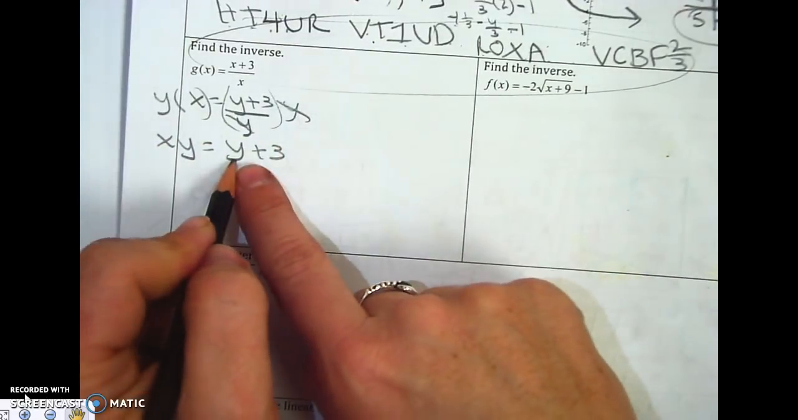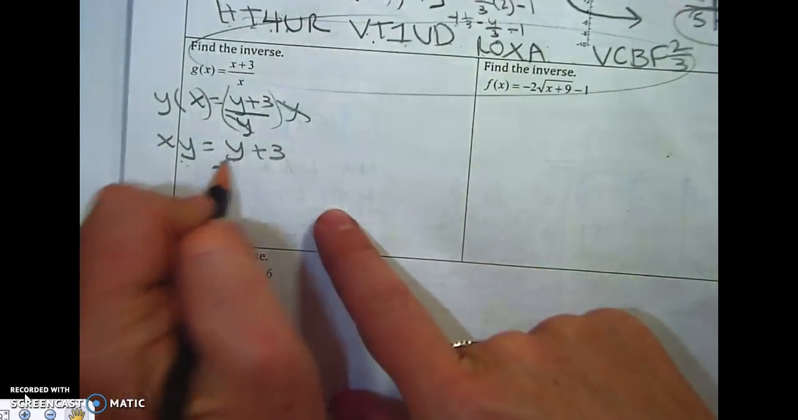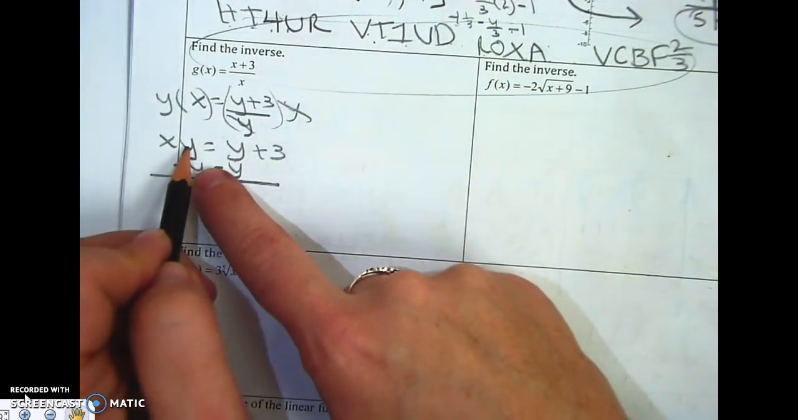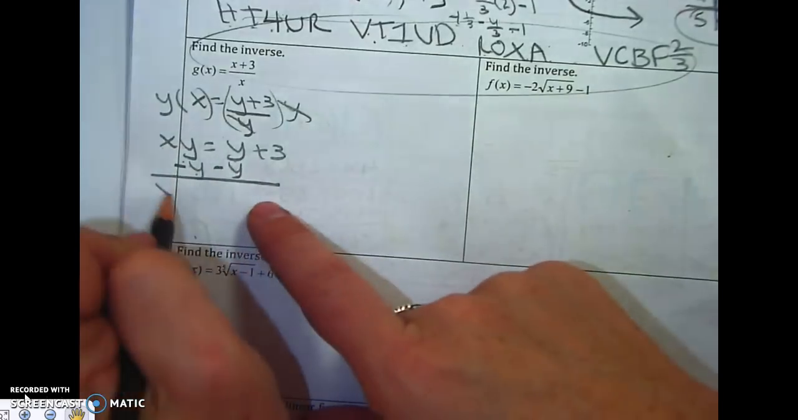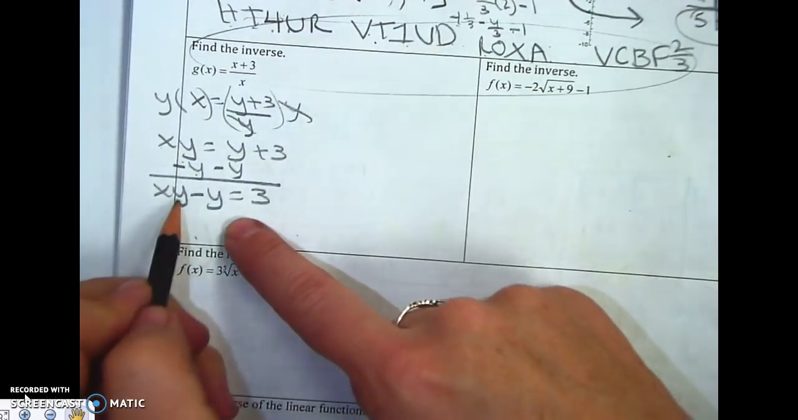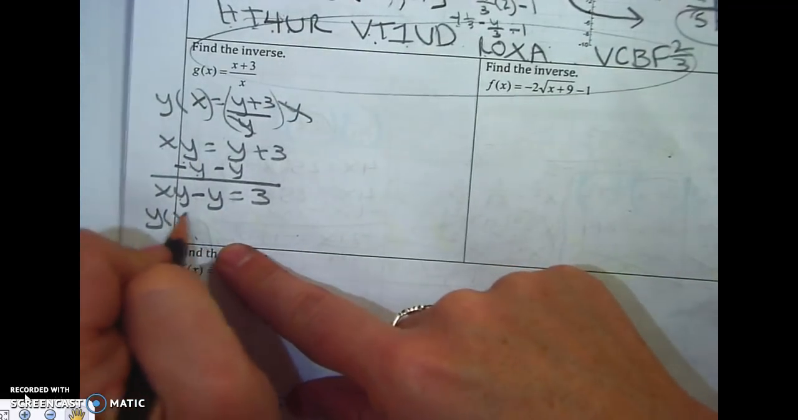Now, since I'm trying to get the y by itself and they're on different sides, if I move this over here, at least they're on the same side. Now, I'm not subtracting y from a multiplying x. That doesn't make sense. So I'm just going to write them separately. But now I see they both have a y, so I factor it out.